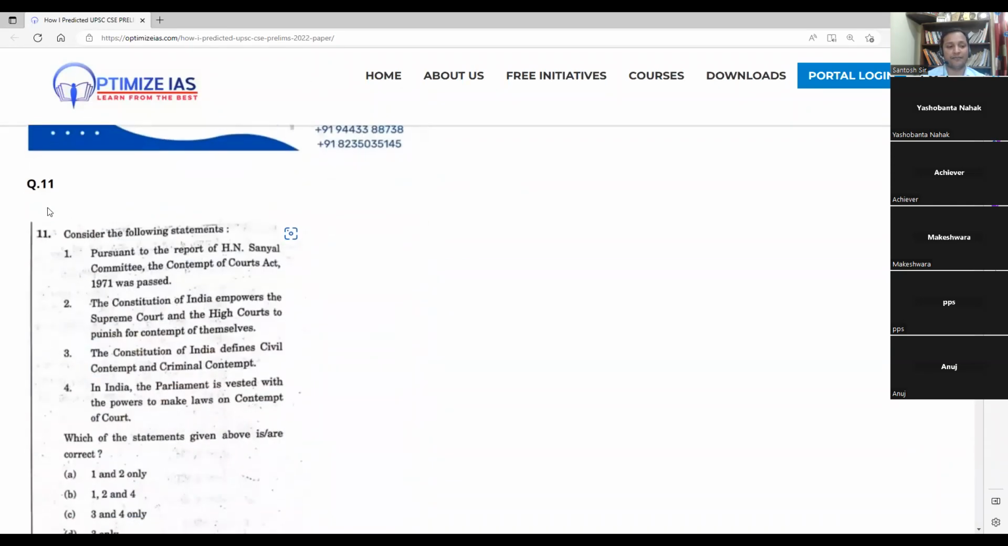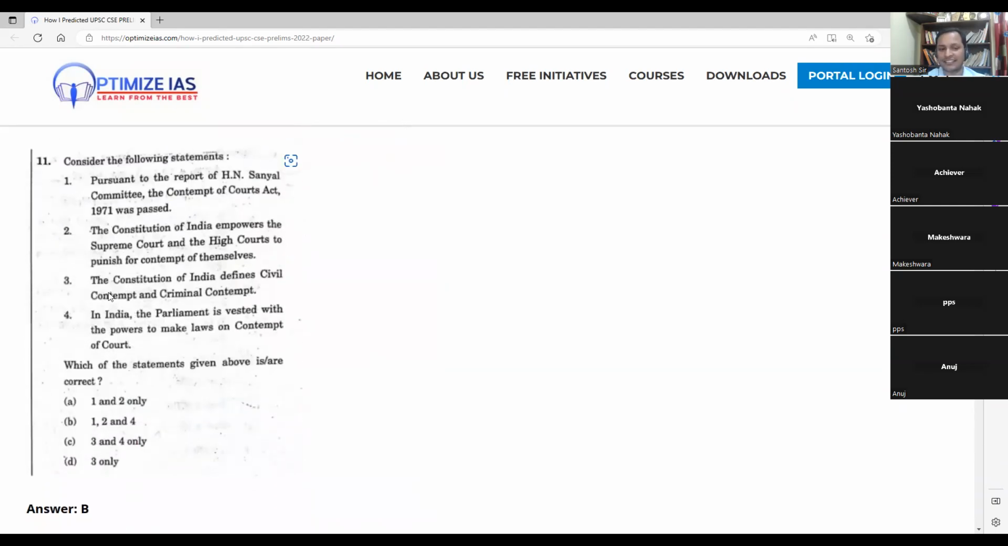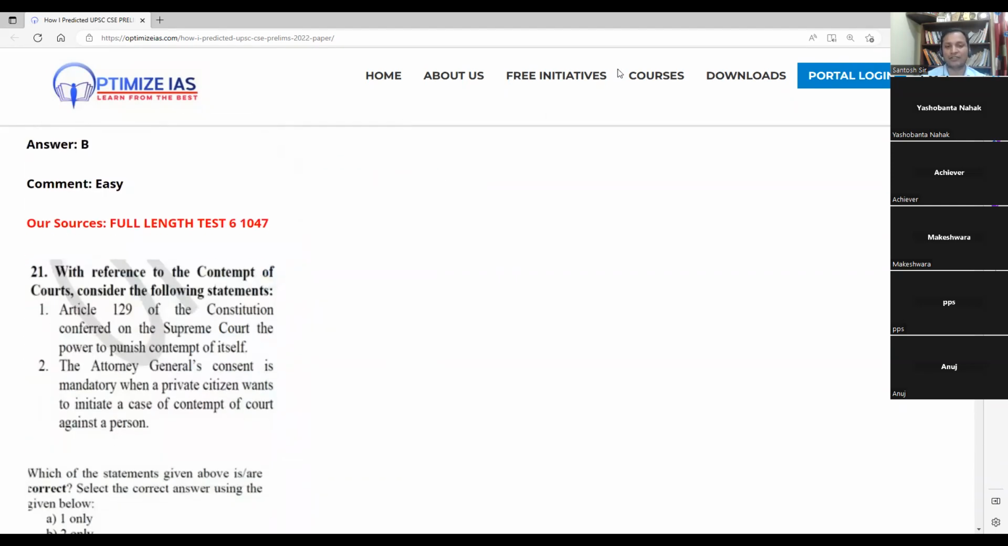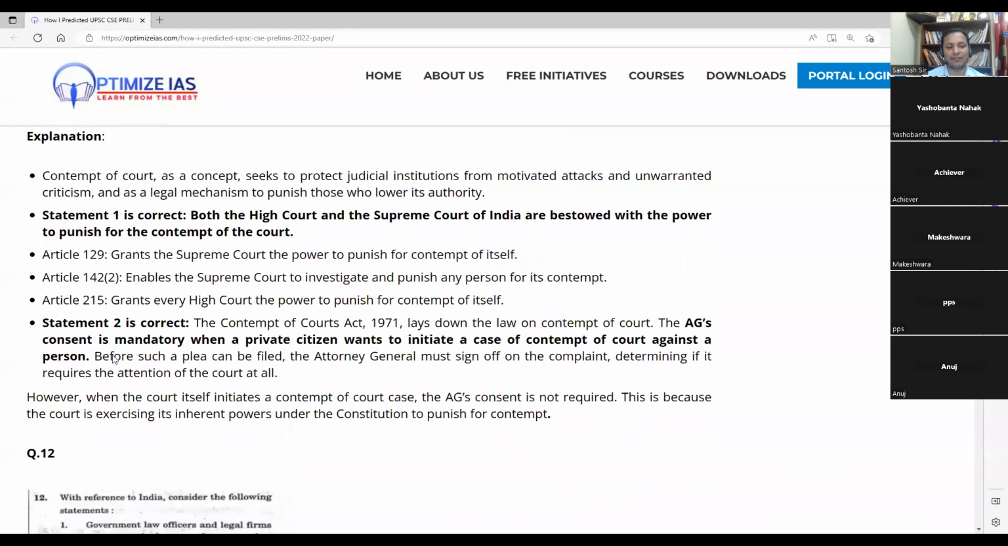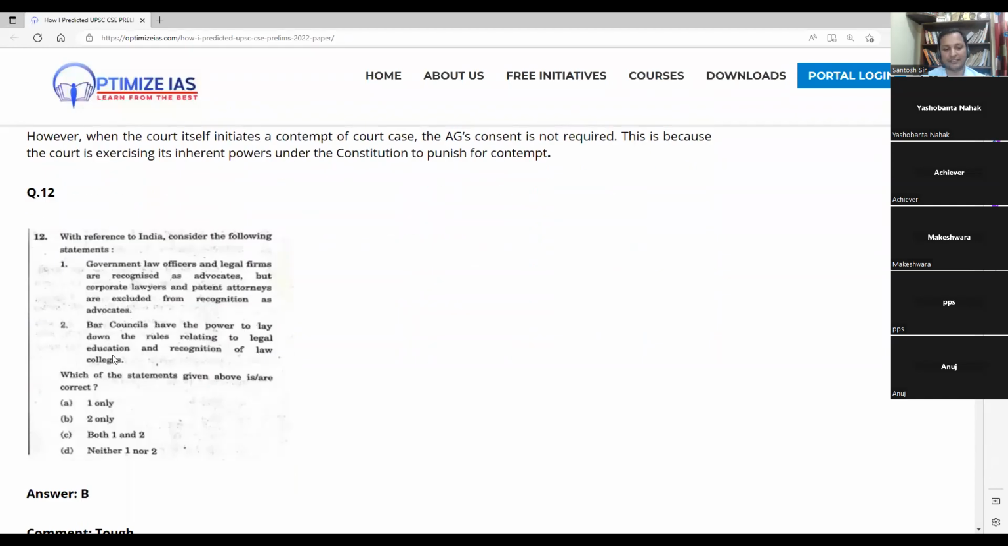Let us now move on again. Guys, contempt of court. It was there in current affairs last year, or not? Contempt of court. You see, I have asked this in the Optima test also. Exactly, contempt of court, exactly from current affairs.